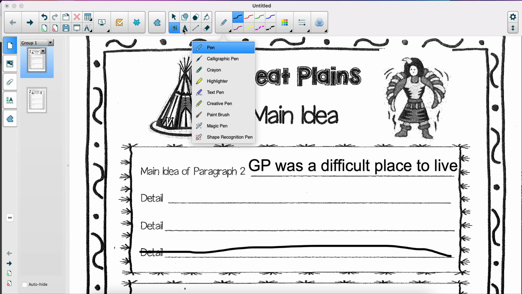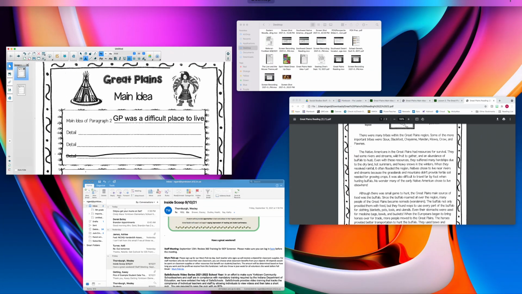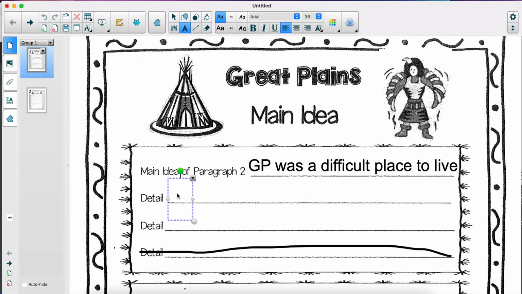When I'm looking for details, I'm looking for specific things. The main idea is like the big topic that's covered. Details support this. They're specific examples of whatever this is. So if our main idea for the second paragraph is that it was a difficult place to live, I'm going to look for specific reasons why it was a difficult place to live. If I look back in here, we just talked about that. For example, dry land, hot summers, heavy snows, flooding, no fertile soil, it was difficult to travel. All of these things are details. I'm only asking for 2. So for the first one, let's put hot summers. That's one detail.